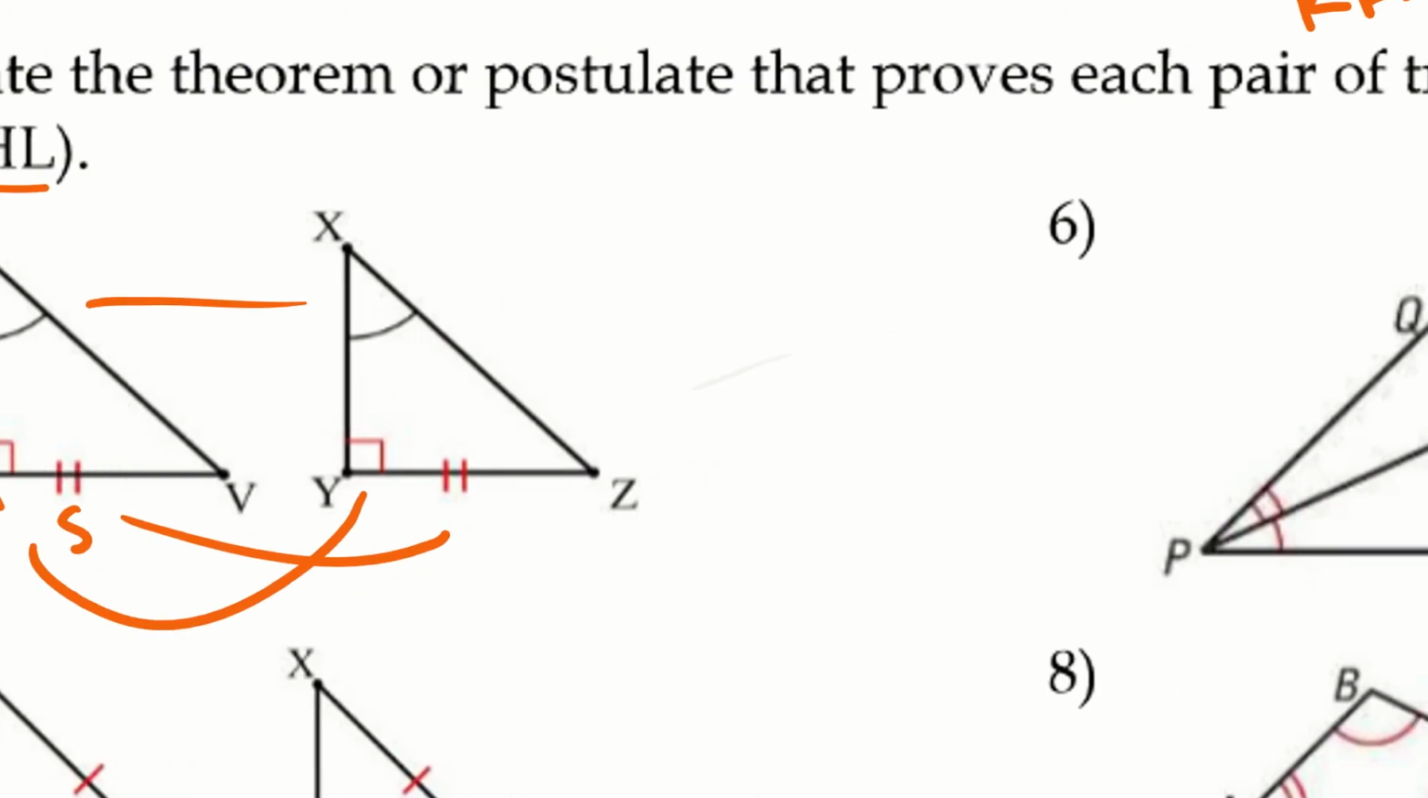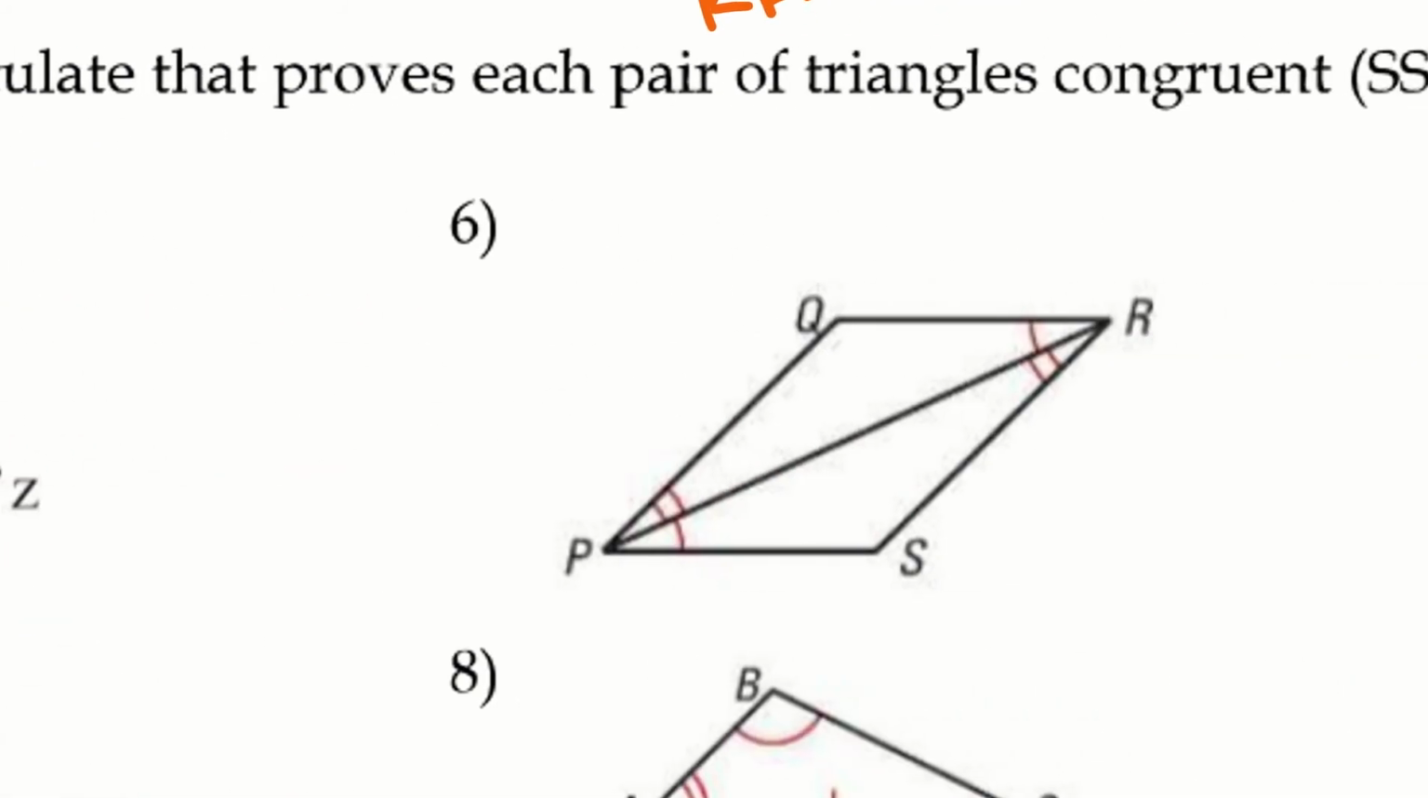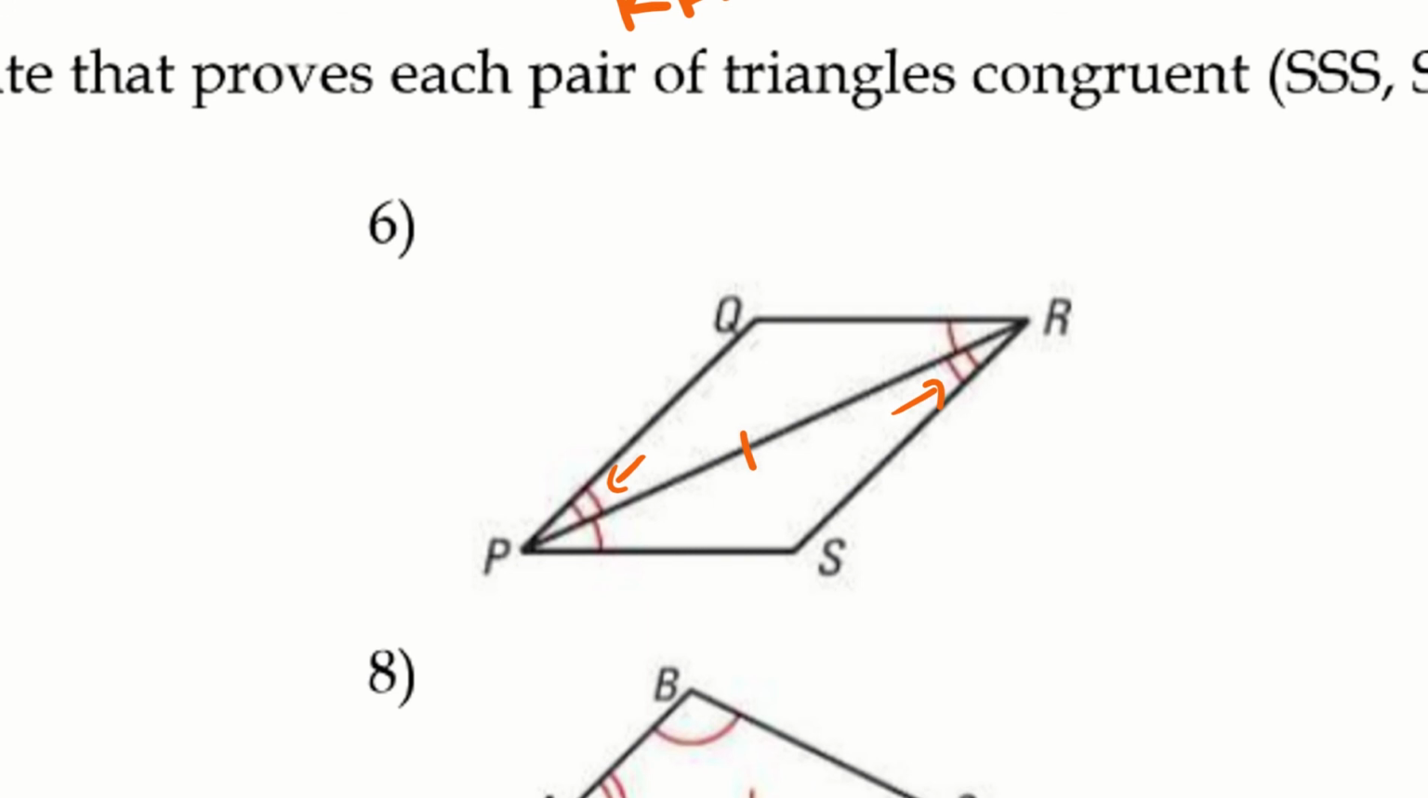Alright, let's take a look at 6. So we have the two different angles. These ones have two curves and the other ones have one curve. And then I can say that PR is congruent to PR because of the reflexive property. So I now have an angle, and then a side, and another angle. Angle side angle.